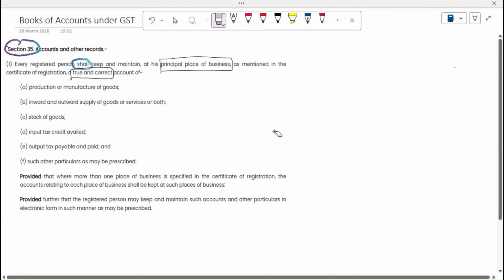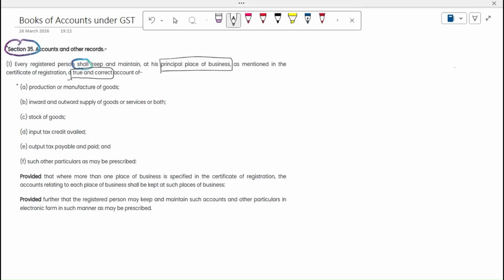So first and foremost, they are expecting us to have true and correct books of accounts. This is more important for us to understand. The books of accounts should be true and correct. So what happens if the books of accounts are not true and correct? If they are not true and correct, then there is a penalty.